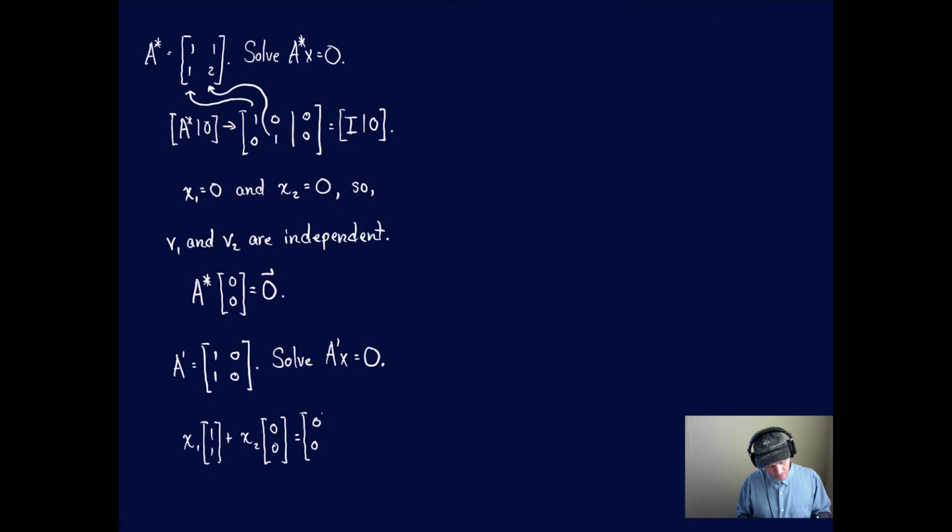Well, we know that x1 being 0 and x2 being 0 would work. But is there another solution? Well, let's see. What if I said x1 is 0? What about x2? That's right. x2 can be any number, so it could be a 5. Well, wait a minute. That means I can still get to 0 without using the 0 vector. So what can I say? I can say the columns are dependent.